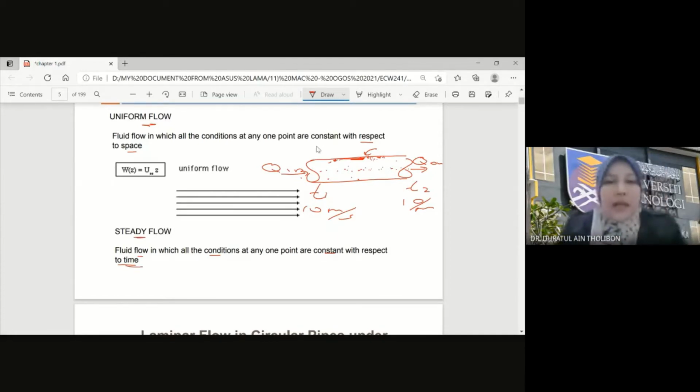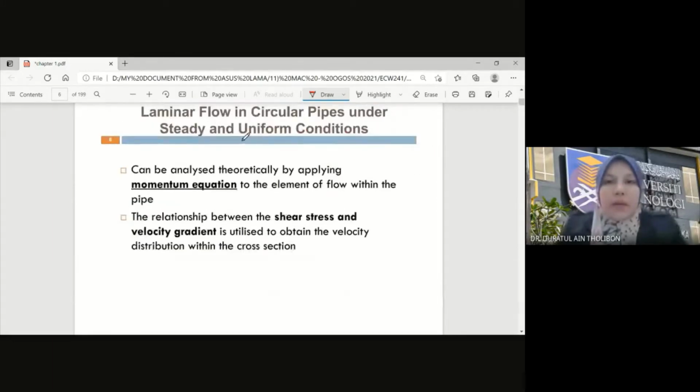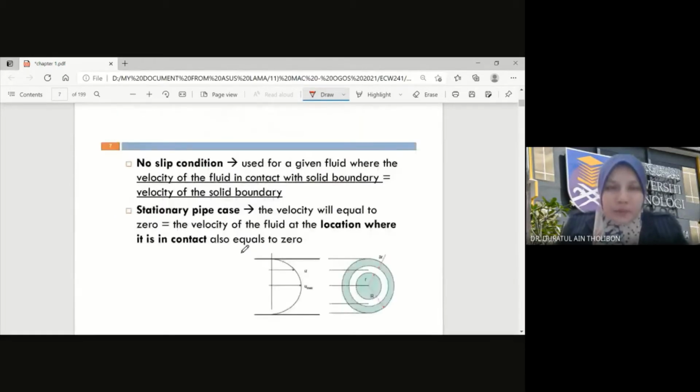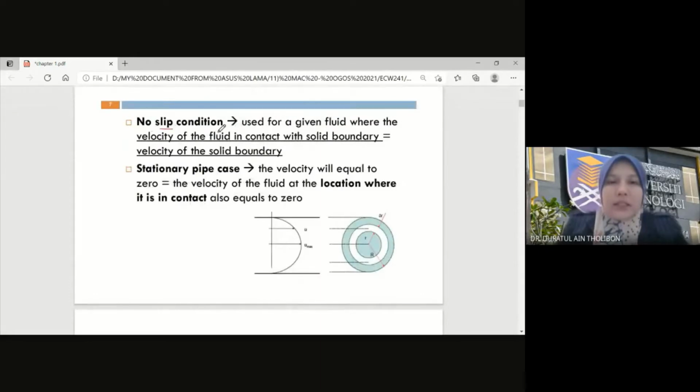And then we move to the laminar flow in circular pipe under steady and uniform condition. So we apply the momentum equation, and the relationship between the shear stress and velocity gradient is utilized to obtain the velocity within the cross section. So when there is no slip condition, meaning yang tak ada apa-apa friction ataupun halangan disebabkan oleh boundary of pipe tadi, the velocity of the fluid in contact with solid equals the velocity of the solid boundary.